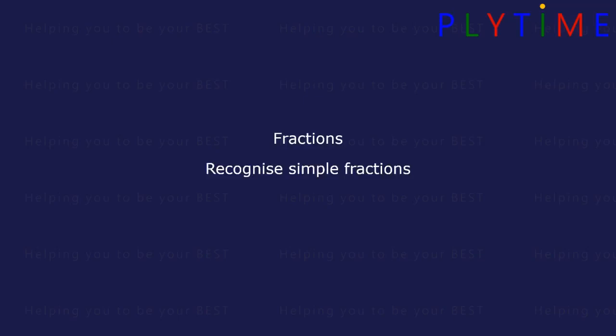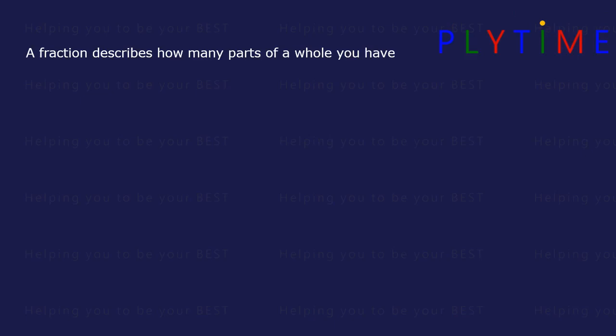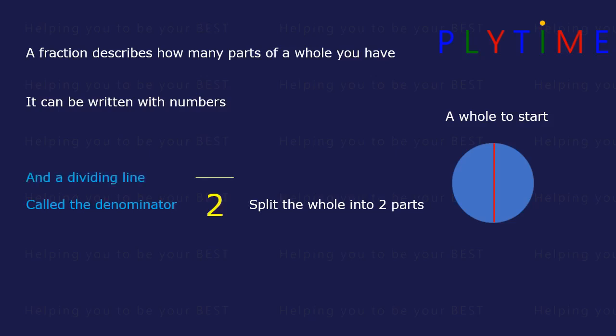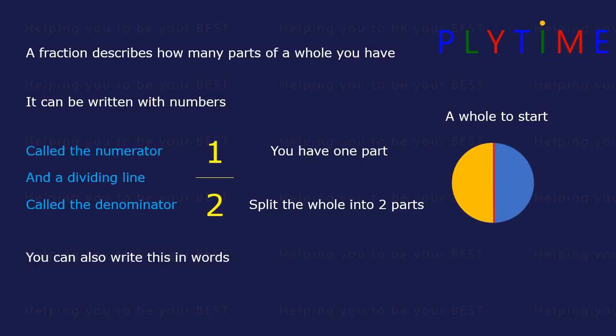Fractions. Recognise simple fractions. A fraction describes how many parts of a whole you have. It can be written with numbers. We have a whole to start and split the whole into two parts. The 2 is called the denominator. We have a dividing line and we have one part, the orange part, 1. This is called the numerator. We can write this number as 1/2.